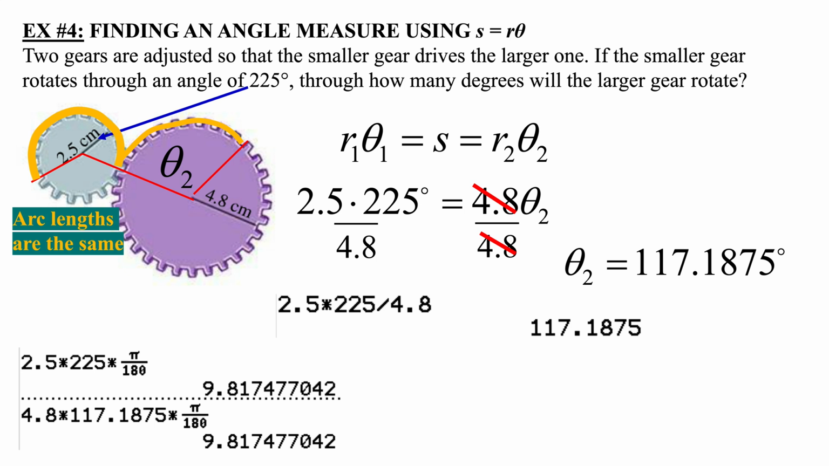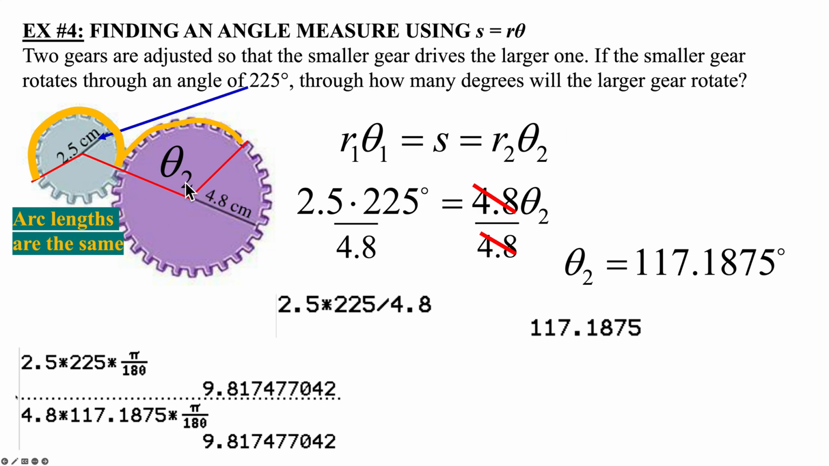Now, be on the lookout for these types of gear problems. I want to give you some hints. Don't be surprised if they take this gear attached to this gear, to another gear, to another gear, to another gear. All you have to do is take the first gear and set it equal to the last gear's arc length. You don't have to go gear to gear to gear to gear.